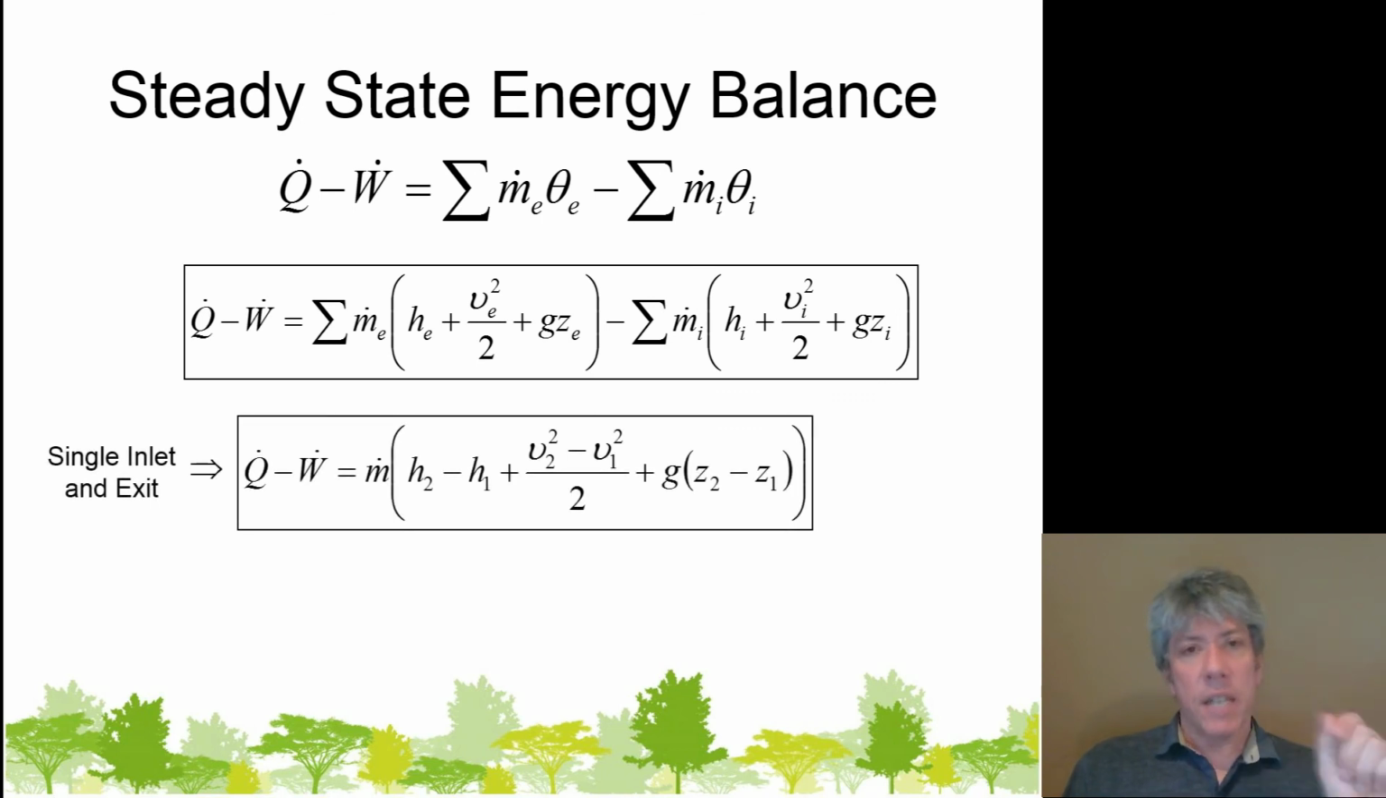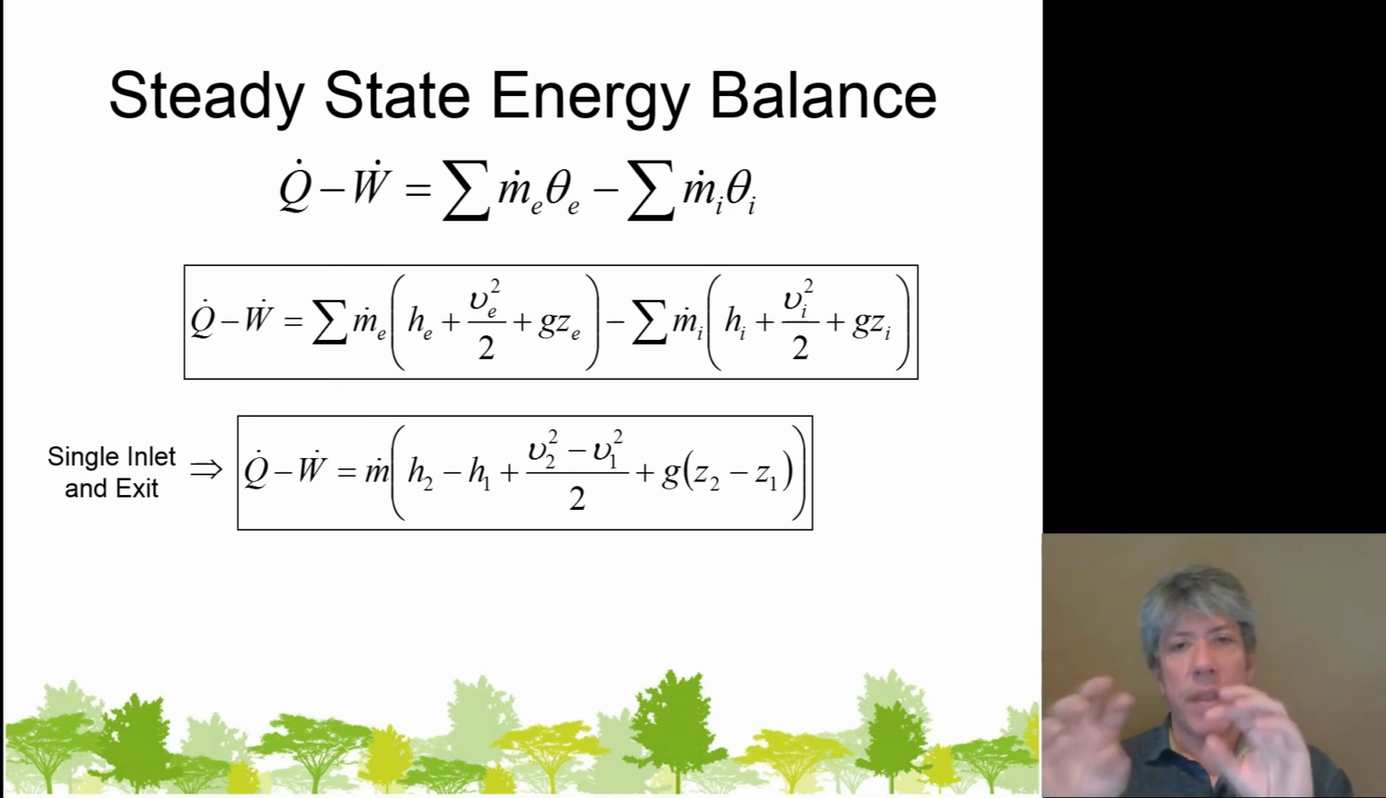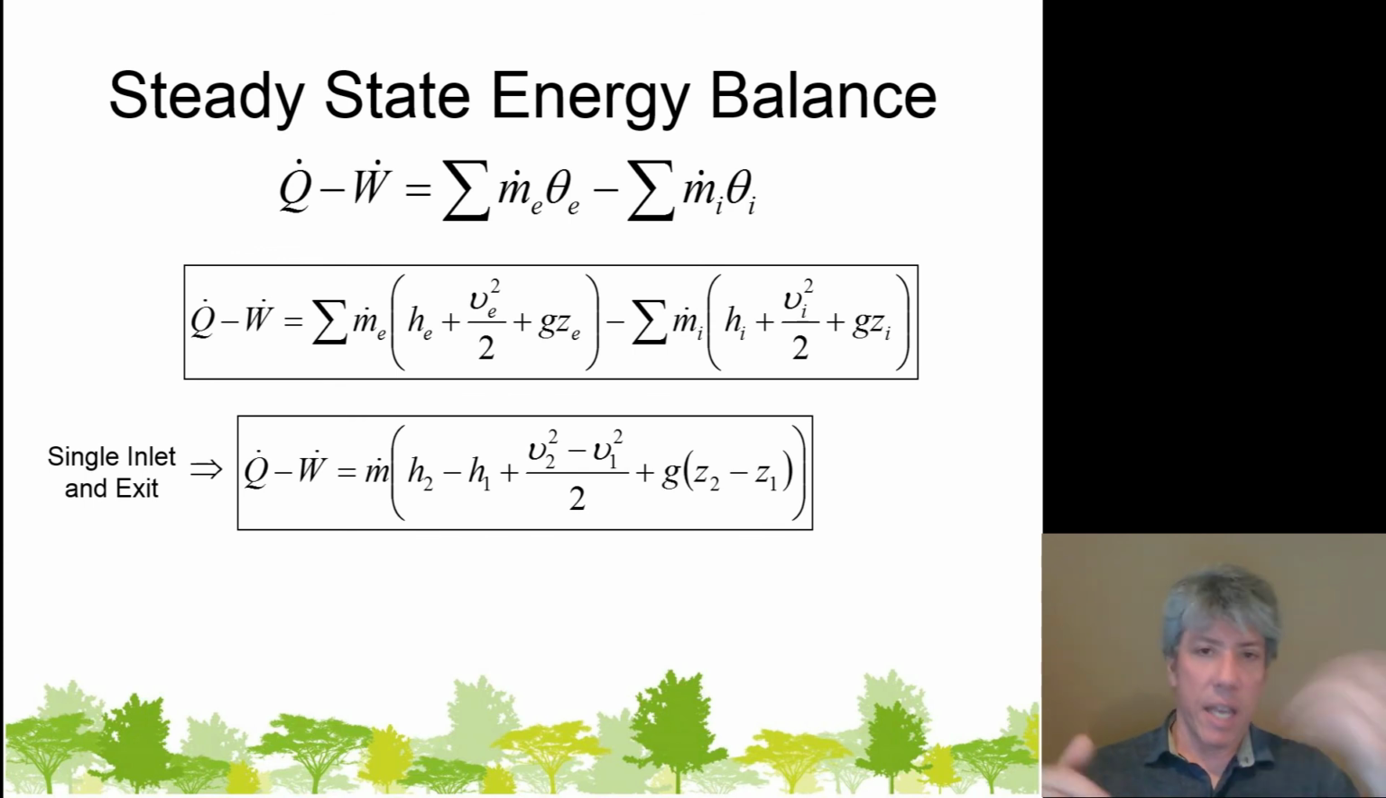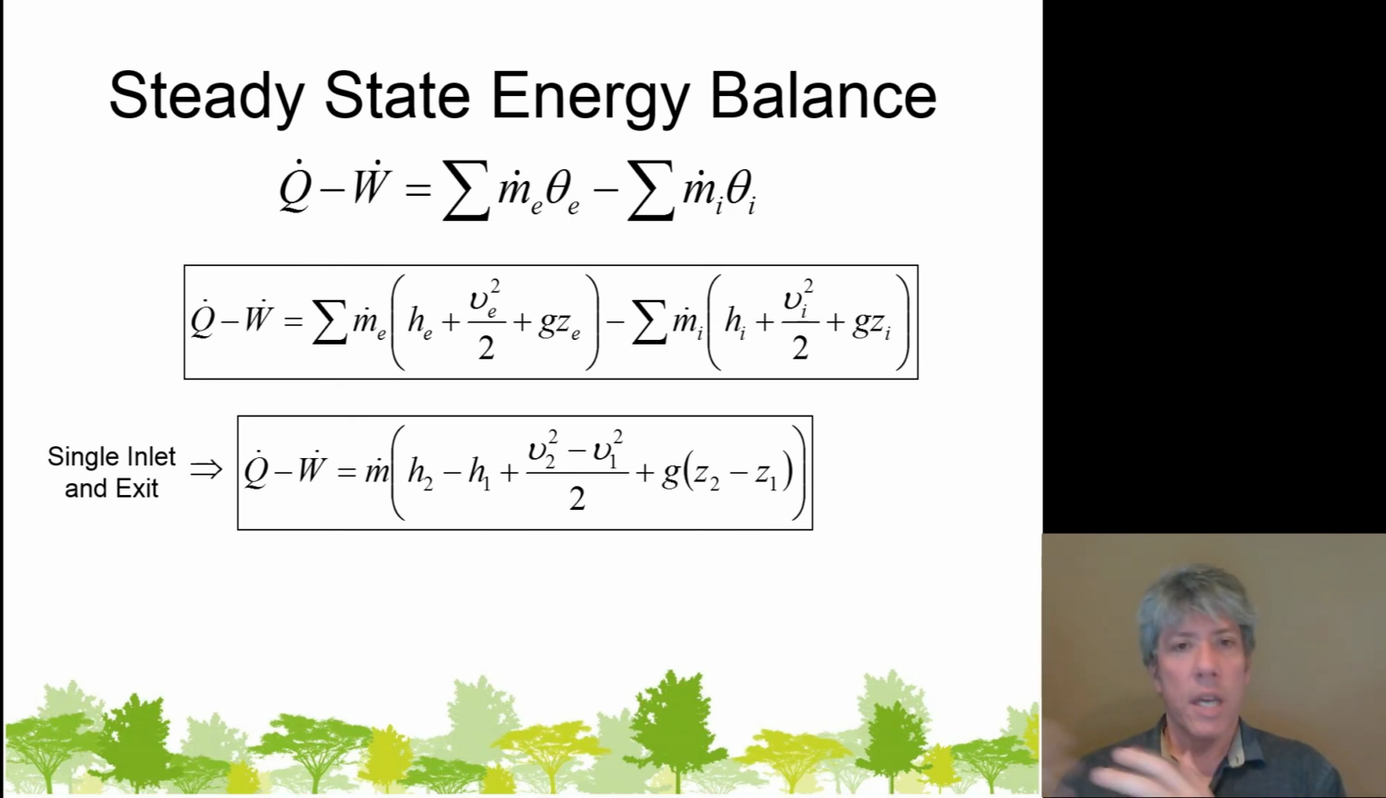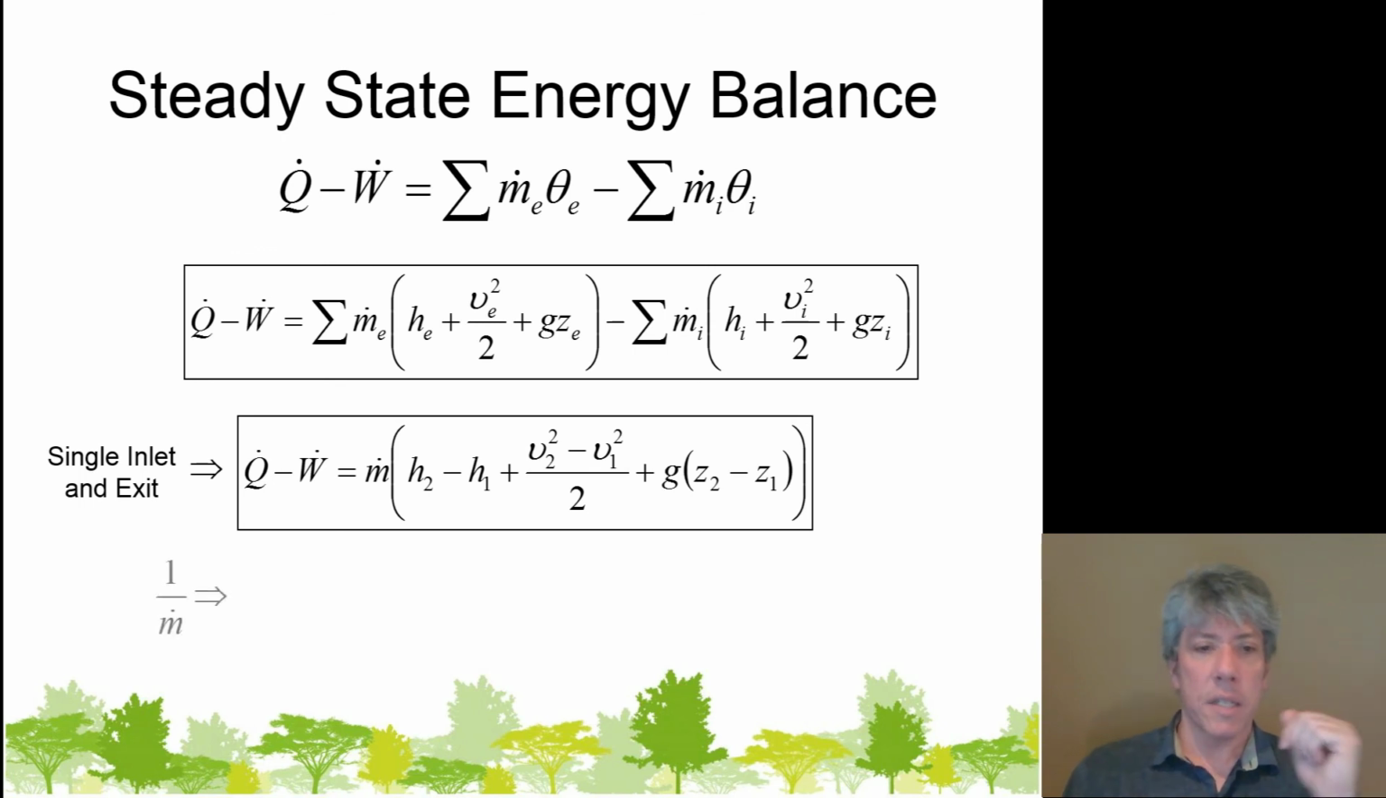Now, if we have a single inlet and a single exit, which will happen quite frequently, then we don't need summation signs in front of the mass flow rates, right? Because there's just a single inlet and a single exit, and then we can combine the thetas from the single inlet and single exit, because if you think about it, for the system to be at steady state, the mass flow rate in has to equal the mass flow rate out. So we just got one mass flow rate to talk about, and that's m dot. And so we can combine the enthalpy entering and leaving, take the difference between the two, kinetic energy entering and leaving, and potential energy entering and leaving. So here's another important equation, but this one's only good for single inlet and exit systems.